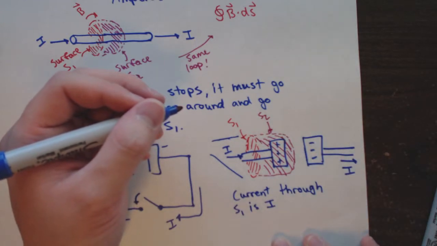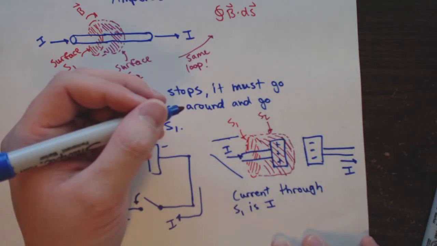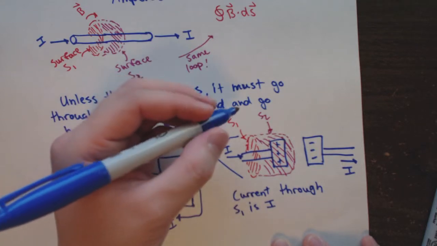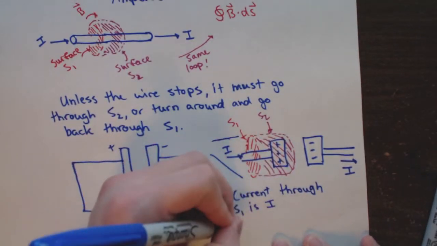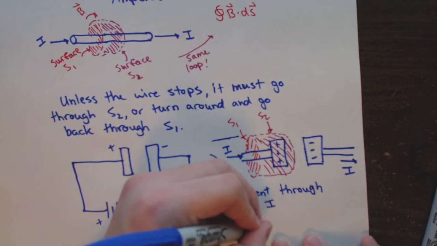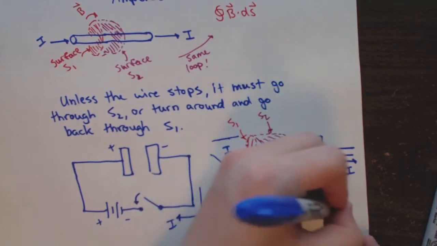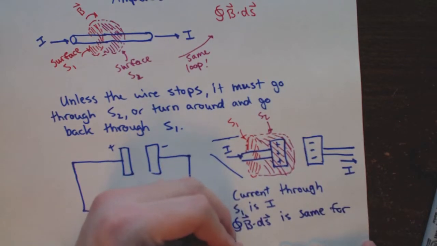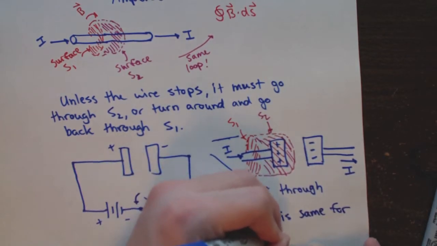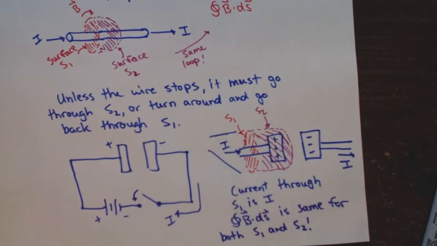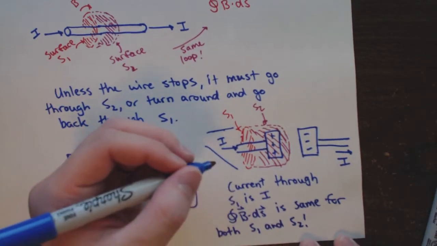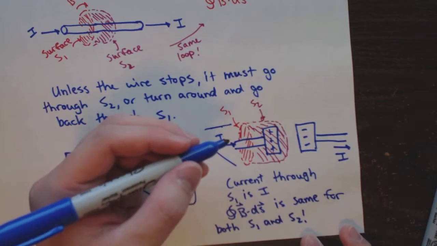Okay? Now the loop is in the same spot. It's the circle around surface 1, and it is kind of the left edge of that dome of surface 2. So you can still say that that closed integral of that path B dot ds is the same for both, but there's only current going through surface 1. So how does that work?